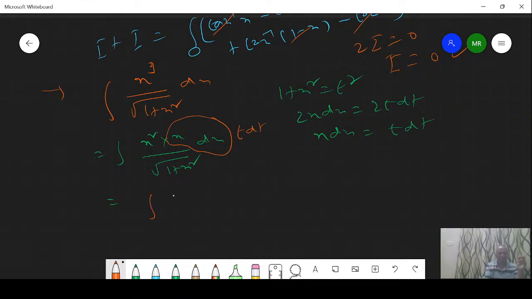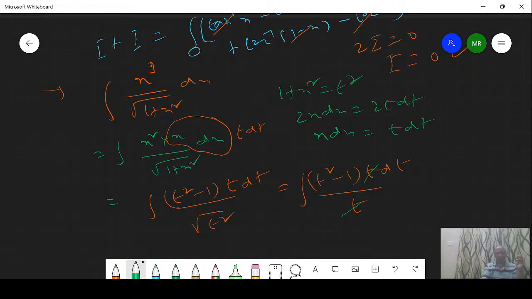That means x square is t square minus 1, times t dt, by root of 1 plus x square, which is t square. So this will become t square minus 1 into t dt by t. Then you observe here, this t and this t I can eliminate. Now if you do the integration, it will come t cube by 3 minus t plus c. It comes like this, right? This will be easy here.